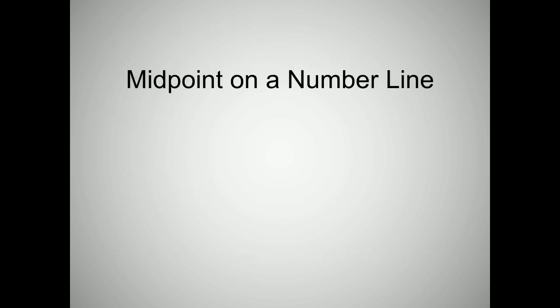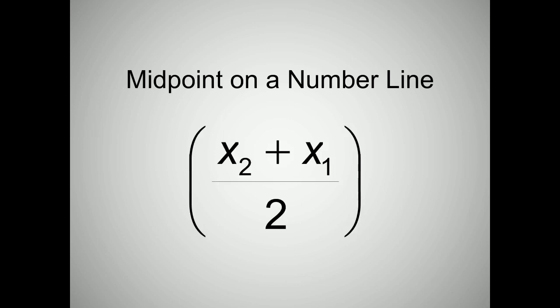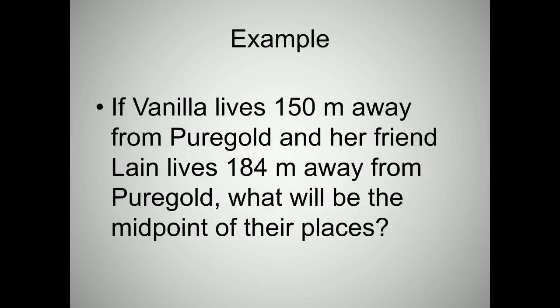Get the midpoint on a number line. The formula is x sub 2 plus x sub 1 over 2. For example, if Vanilla lives 150 meters away from Pure Gold and her friend Lane lives 184 meters away from Pure Gold, what will be the midpoint of their places?